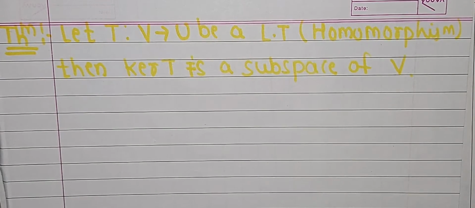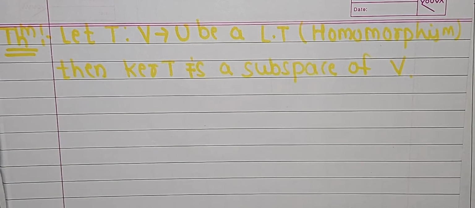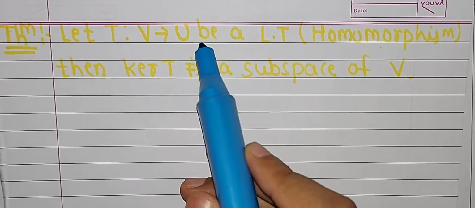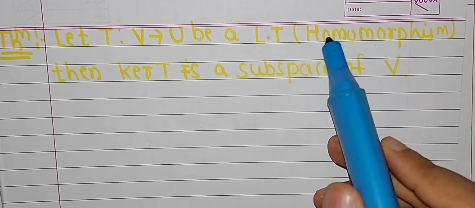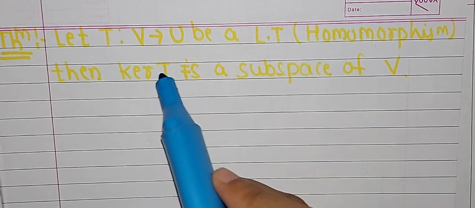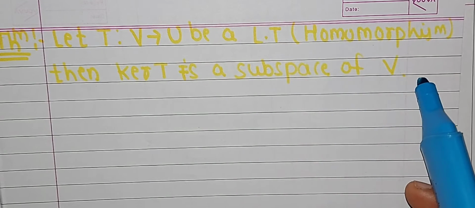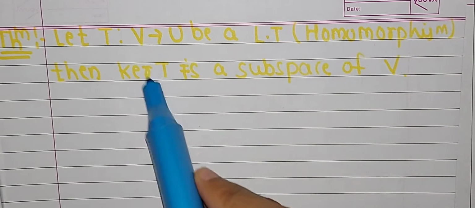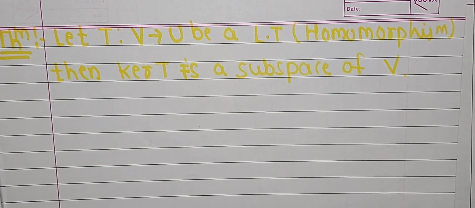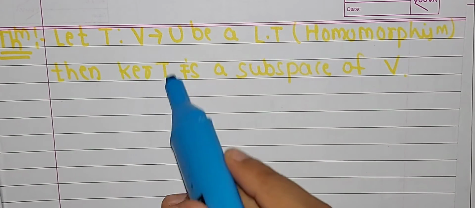Hi everyone. So in this lecture we will discuss a new theorem. That theorem is: let T from V to U be a linear transformation or a homomorphism, then the kernel of T is a subspace of V. Okay. So what is the kernel of T? In the previous lecture we have already discussed its definition.